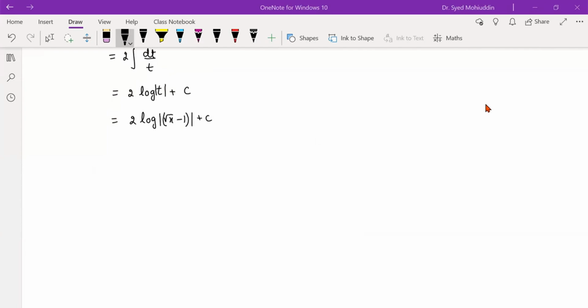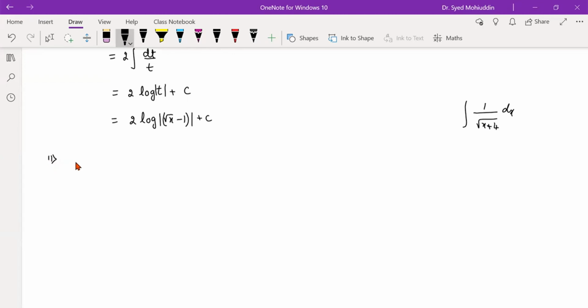Suppose the question was 1 by root of x plus 4, you can adopt the procedure that we are showing. So this I'll leave as homework for you. 1 by root of x plus 4, you try to integrate and get the answer. This is very easy. Directly you can do it. Just take x plus 4 as t. And if you're writing it as an integral, you'll be getting the integral of dx. This you can do, right? But this problem is slightly different.